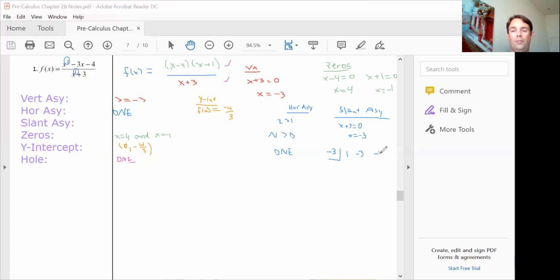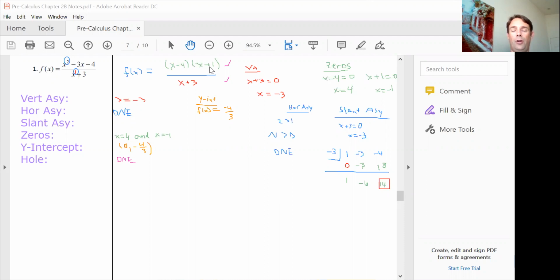So remember, since I know my numerator is bigger than my denominator, I'm going to end up with some sort of remainder, which is totally good. So I'm going to add going down, multiply by the box going up. Add going down, box going up, and I end up with 14. So again, I have a remainder, so it's not a factor. That's why I have a slant asymptote.